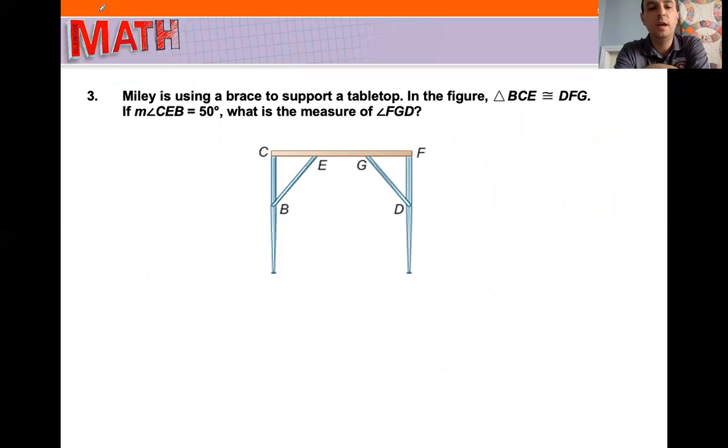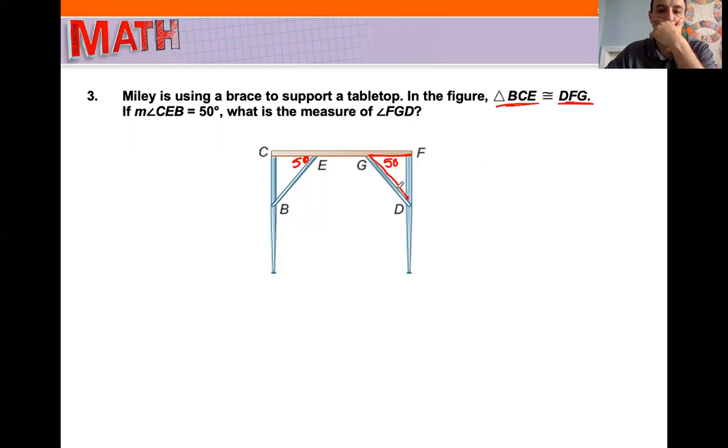So if I know these two angles are equal to each other, now here's my next piece. If I know the figures are congruent, I know B, C, and E, and D, F, and G are congruent. And it tells me angle C, E, D is 50, right here. What is F, G, D? What is this angle? It's the same thing. If you go back to parallels and transversals, this has a lot to do with it.